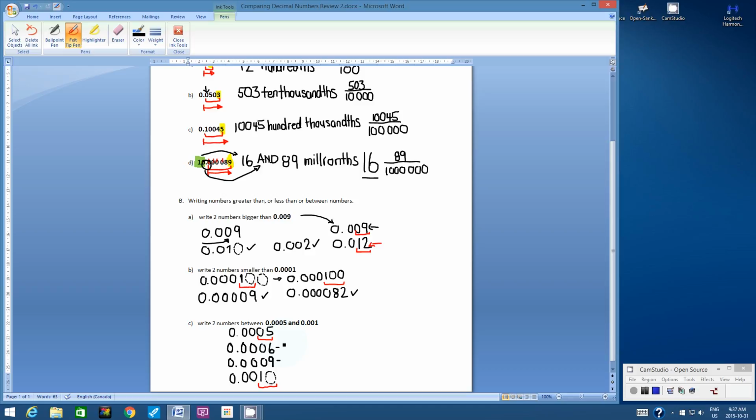All right, so these two numbers here, 0.0006 and 0.0009 are between 0.0005 and 0.001.